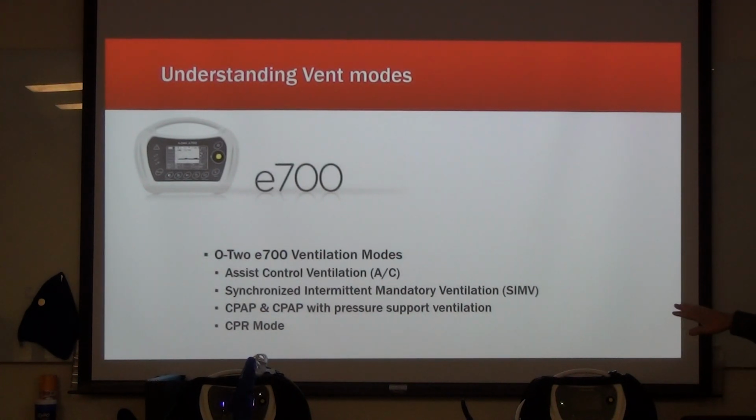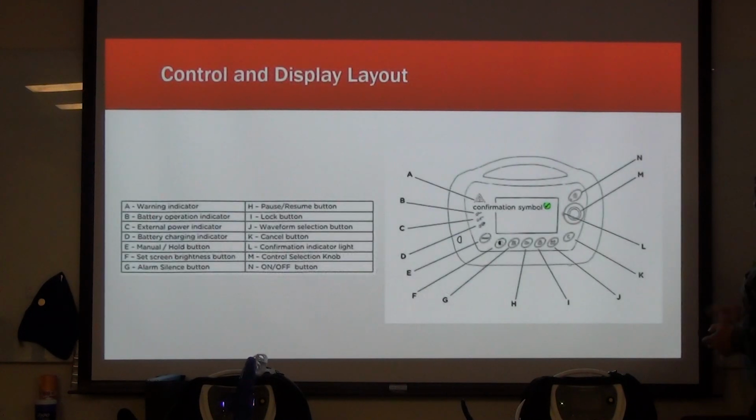So then we have CPAP pressure support, which is what we've all come to know as bi-level or BiPAP. We just don't call it that. And then the CPR mode. Okay. So when we finish with this, we'll talk about all the modes and the functions, and then we'll finally get into that part there. But first, we need to look at the control and display layout. And the one thing that I'll tell you that's probably the most important thing, and while we're playing with it this afternoon, you'll figure this out.